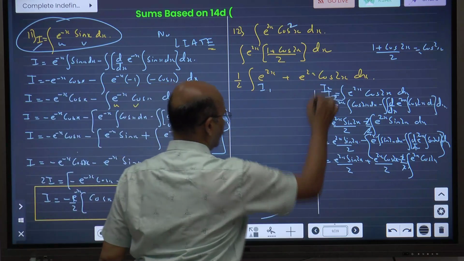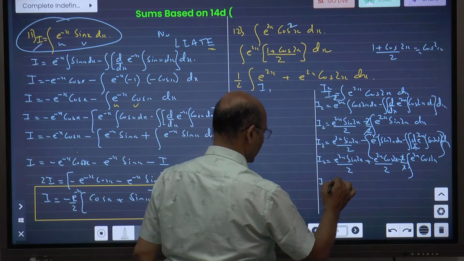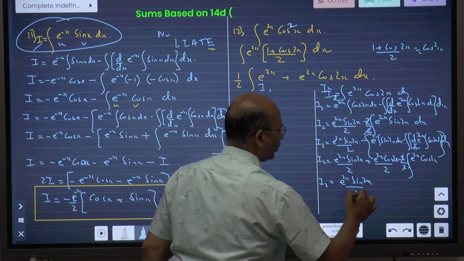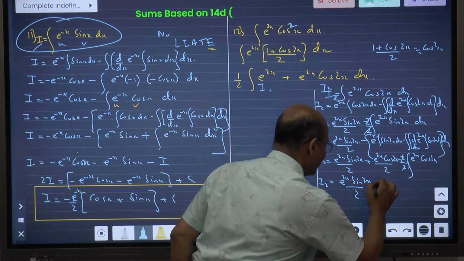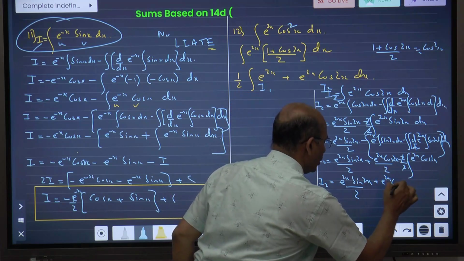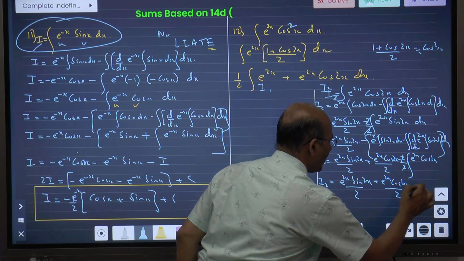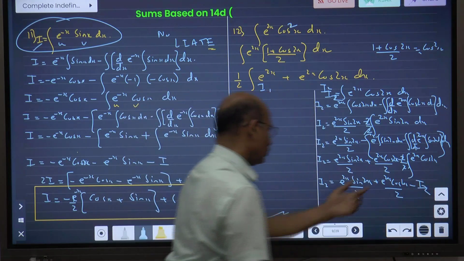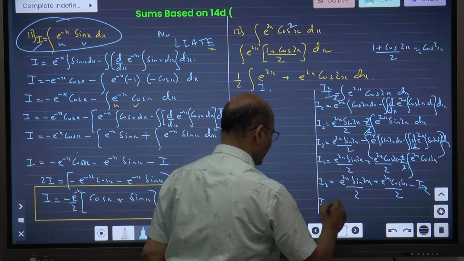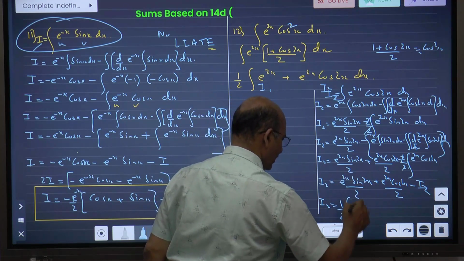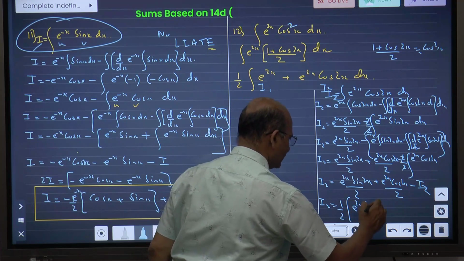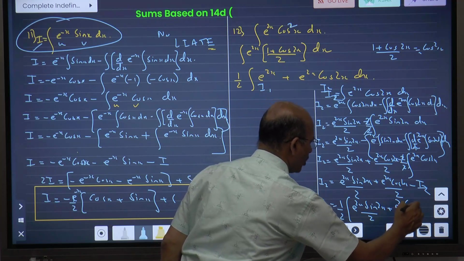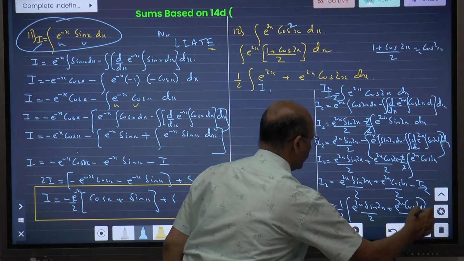What I did? I2 is equal to e raised to 2x sine 2x upon 2, plus e raised to 2x cos 2x upon 2, minus I2, sorry. So 2 I2, so I2 will become 1 by 2 times e raised to 2x sine 2x upon 2 plus e raised to 2x cos 2x upon 2, plus c.